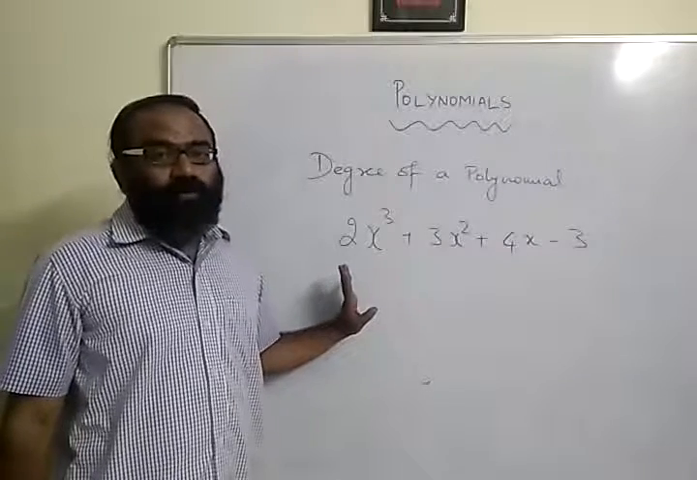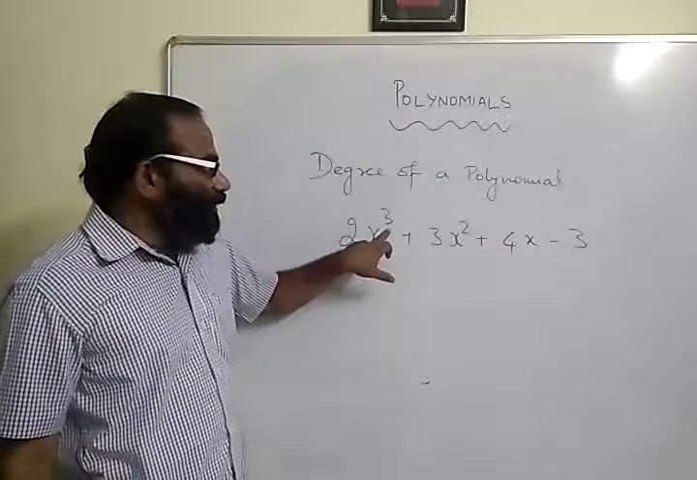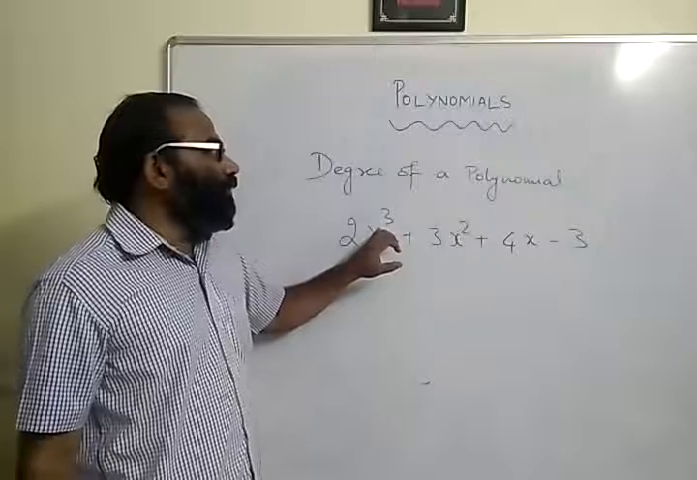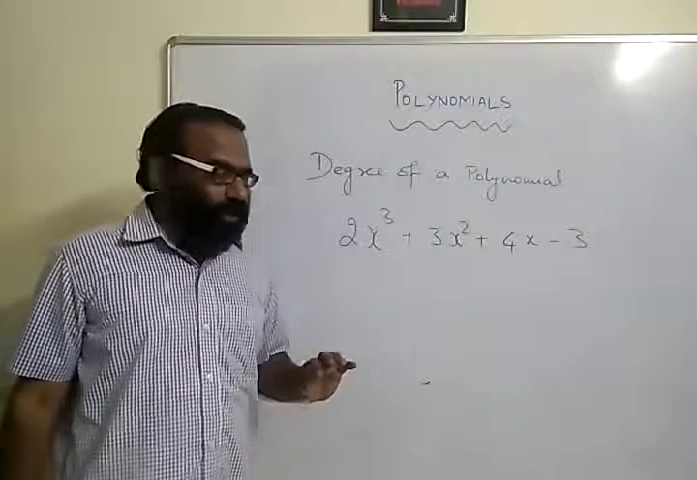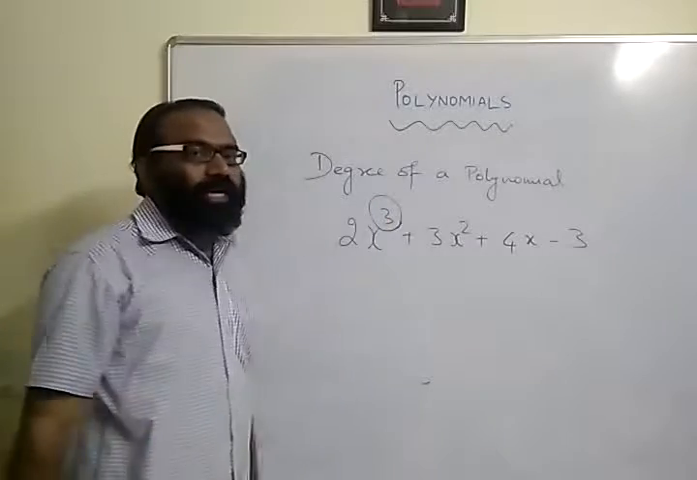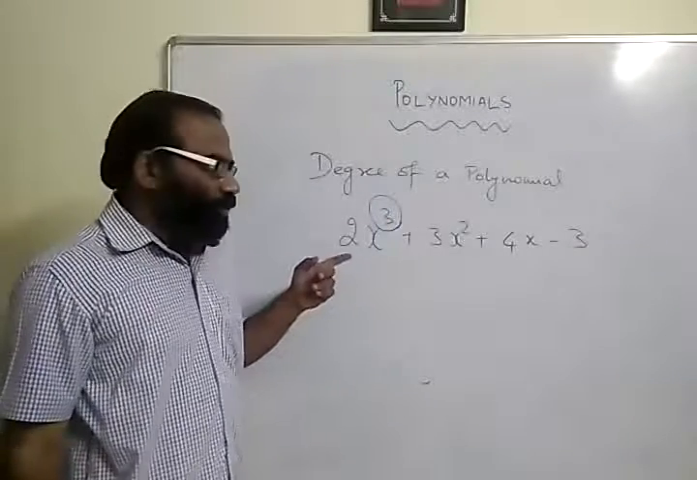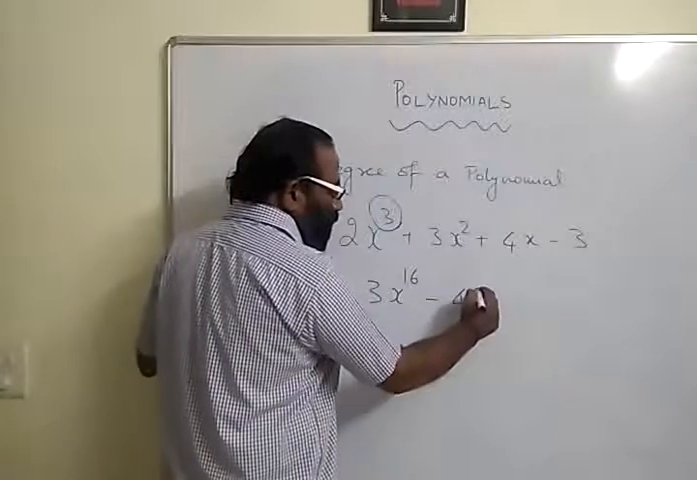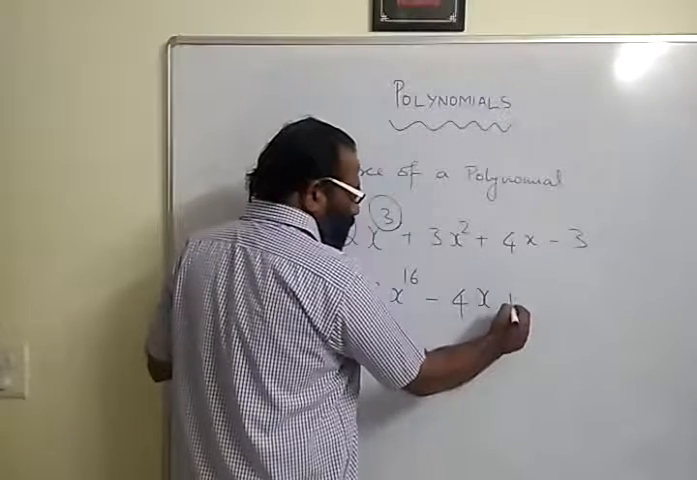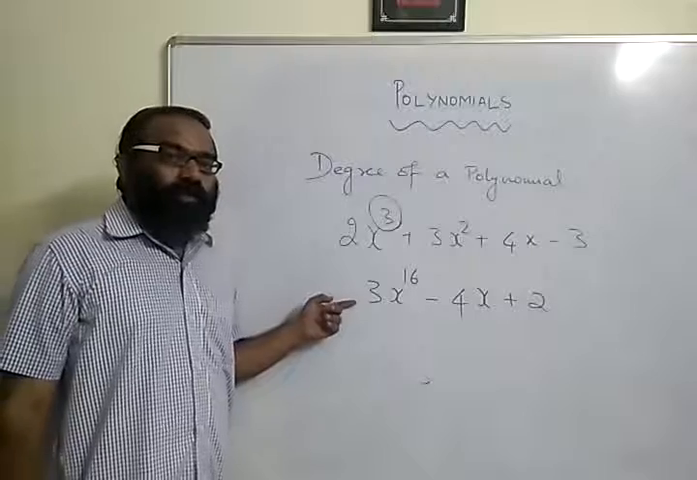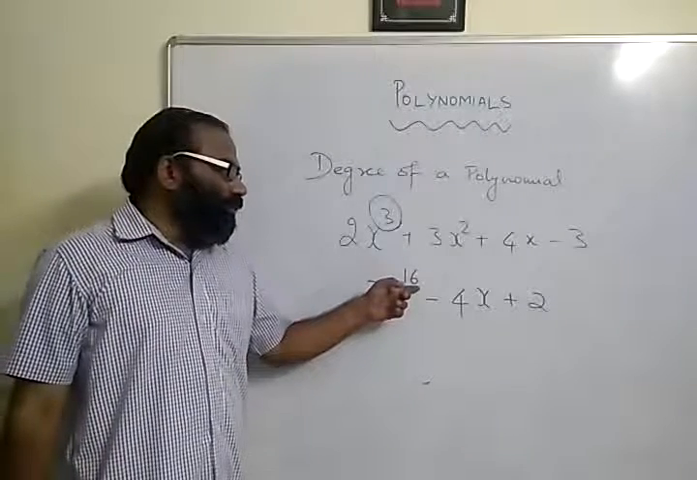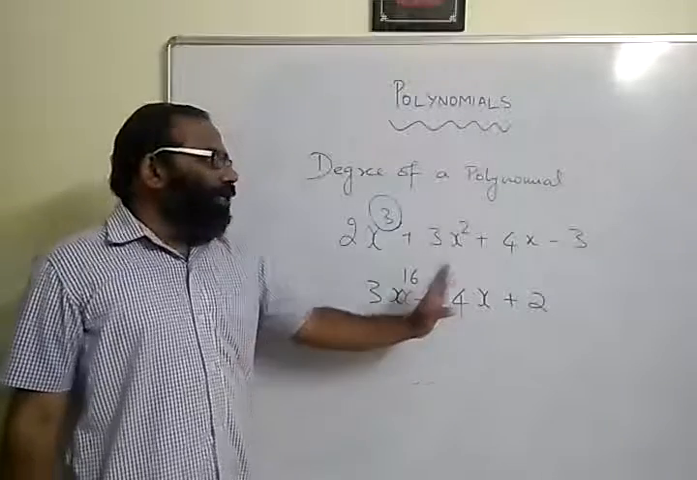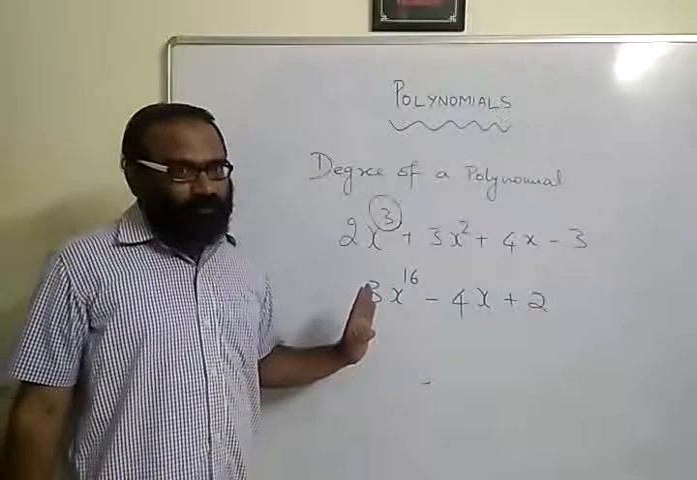There are no negative values or fractions over here. And what is the highest power? 3. So the highest power is called the degree of the polynomial. So in this case, 3 is the degree of this polynomial. Suppose I have 3x to the power 16 minus 4x plus 2. What would be the degree of this? The maximum power of the variable x here is 16. So the degree of this polynomial would be 16.